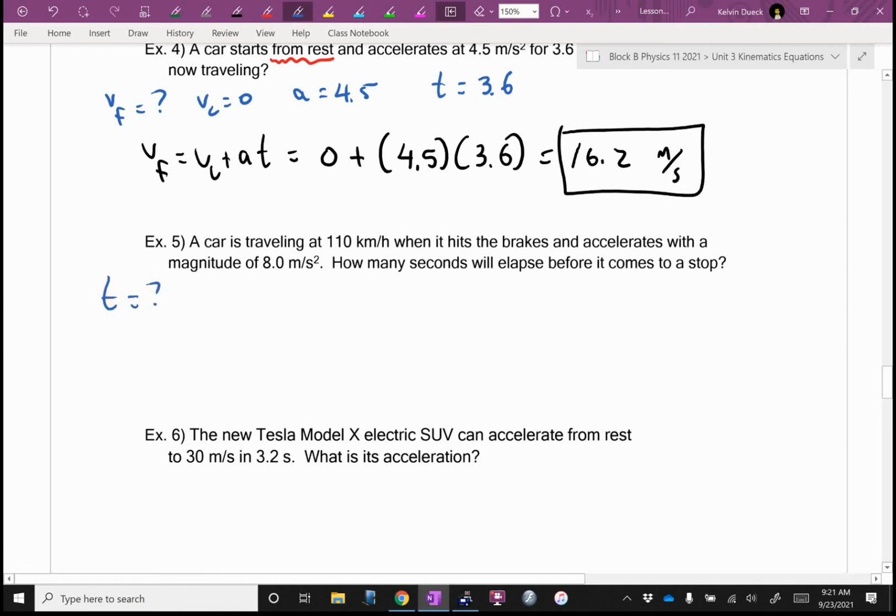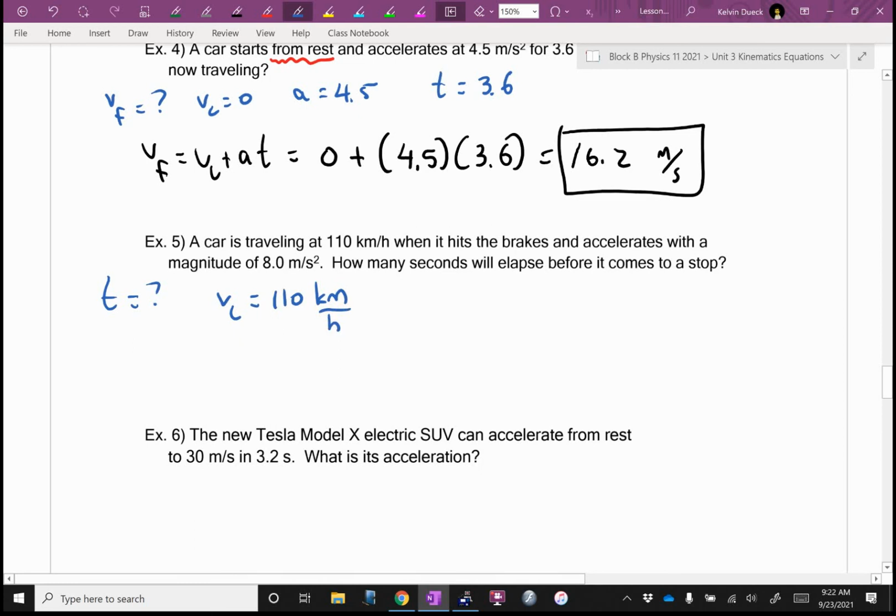What's that 110? What are the units next to that 110? Come on, what are the units next to the 110? So is that a time? No. Is that an acceleration? No. What is it? It's a velocity or a speed. Initial or final? Ooh, this time VI is not 0. So VI equals 110 kilometers per hour. Ugh.